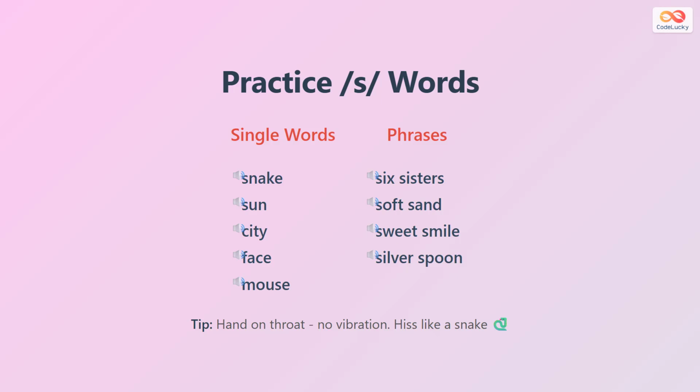Here's a helpful tip. Place your hand on your throat while saying these words and phrases. You should feel absolutely no vibration. The sound should be clean and whisper-like. Repeat each word and phrase several times until it feels natural.